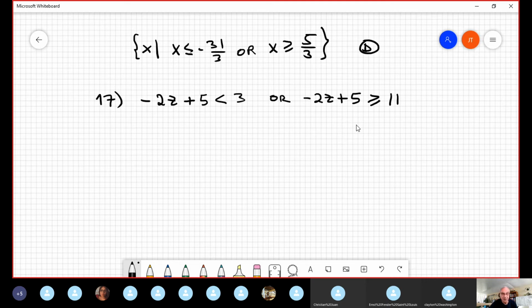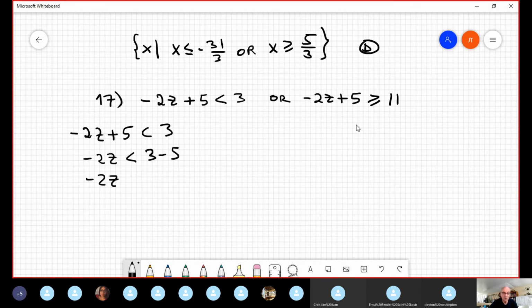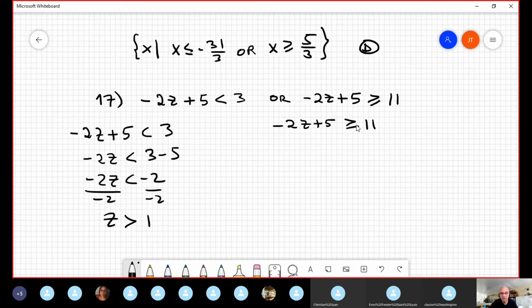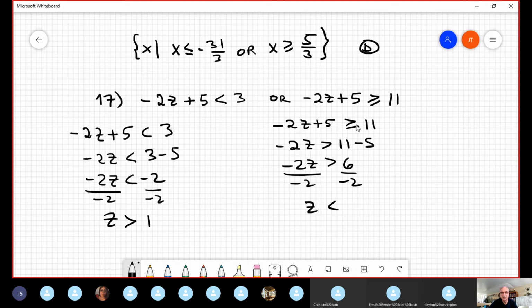Okay, let me try. So I copy again the first inequality. I move 5 to the right-hand side. Minus 2z less than 3 minus 5, then divide by negative 2 on both sides. z alone is my goal. Is greater than. I switch it because we are dividing by a negative number. Negative 2 divided by negative 2 is positive. Okay, here exactly the same. Minus 2z plus 5 greater than or equal to 11. Subtracting 5. Minus 2z greater than or equal to 6, divided by negative 2 again. z is less than or equal to negative 3.